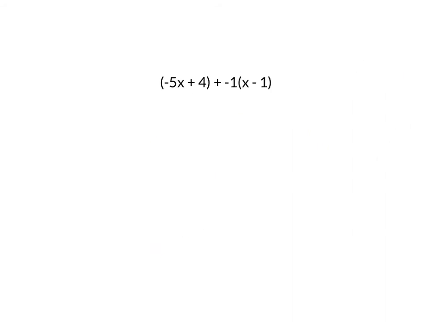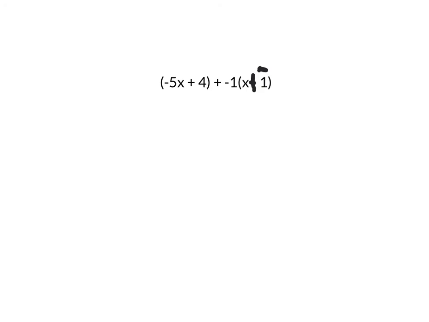Alright, so now we have -5x plus 4 plus negative 1x minus 1. What we're going to want to do first is change this to an addition over here, because this is minus. So plus negative 1 now. And we have negative 5x plus 4.